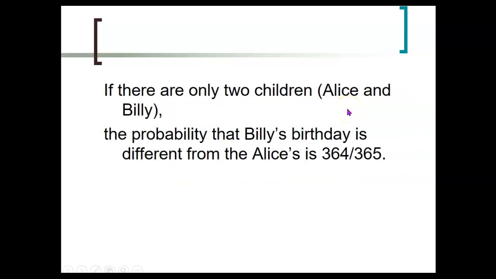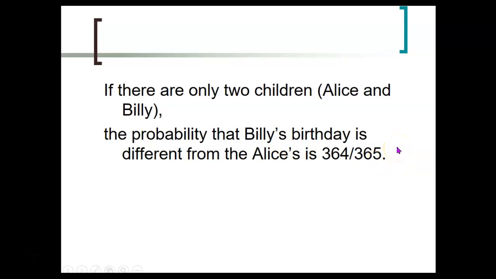Now suppose there were only two children in the class, say Alice and Billy. The probability that they have different birthdays would mean that Billy's birthday is on a different day from Alice's. And that probability would be 364 over 365. Because there's 364 days that Billy's birthday could be that would make it different from Alice's out of 365 days in all.